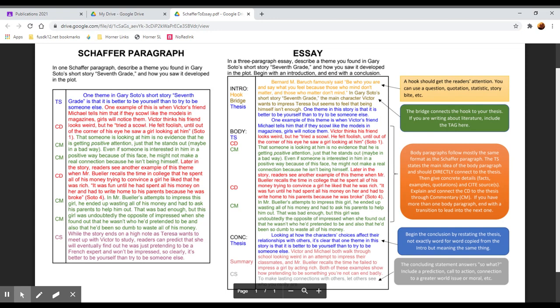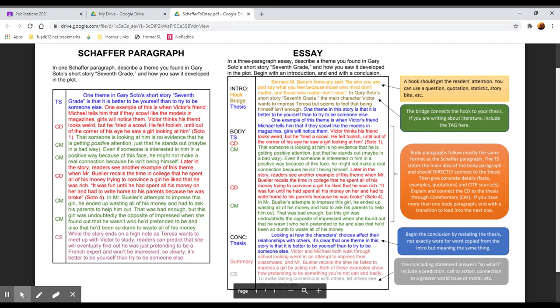So as an example, this is a quotation that relates to our topic. Bernard M. Baruch famously said, "Be who you are and say what you feel, because those who mind don't matter, and those who matter don't mind." So that's kind of a thought-provoking, interesting quotation, right? You look at that chiasmus, that reverse parallelism, and think about what that really means. And it's an interesting way to start your essay.